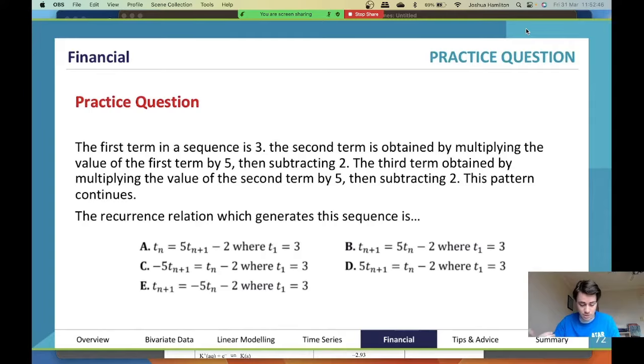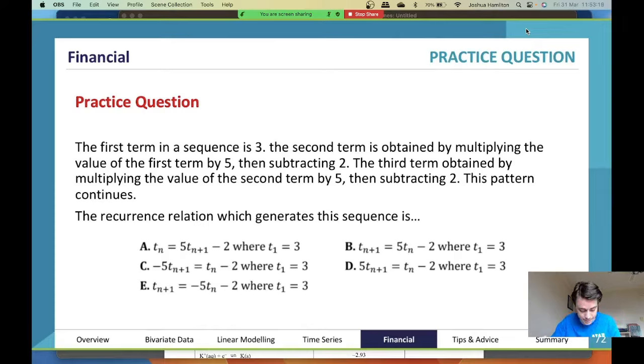So if you look at a practice question for this, it says the first term in a sequence is 3. The second term is obtained by multiplying the value of the first term by 5, then subtracting 2. The third term is obtained by multiplying the value by 5 and subtracting 2. This pattern continues. So we're multiplying by 5, we're subtracting 2, and the recurrence relation which generates the sequence is. So the first term, which is t1, because it hasn't said it's the original term, which is 0, it says the first term is 3. So they have to have t1 equals 3. They've all got t1 equals 3.